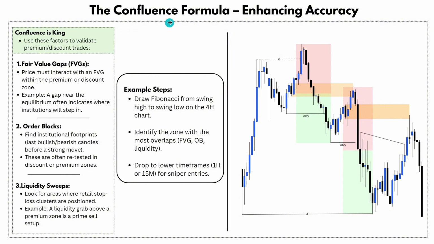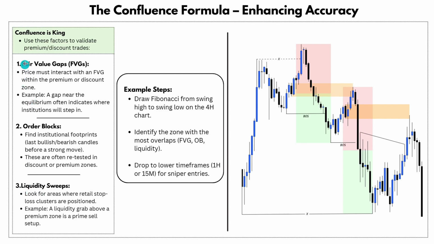Now let's get into the confluence formula, enhancing our accuracy. As you can see here, confluence is king. Using these factors will validate our premium and discount trades. First, we have our fair value gaps, then we have our order blocks, and then we have our liquidity sweeps.